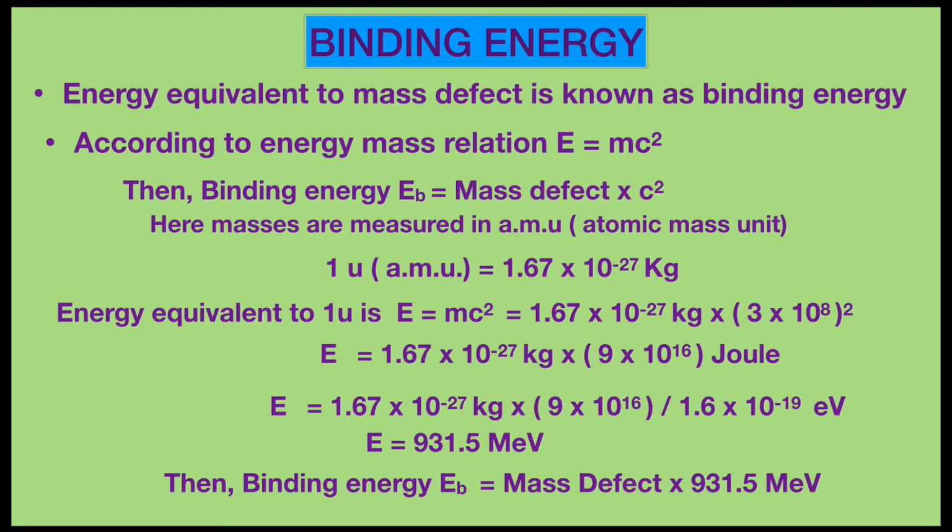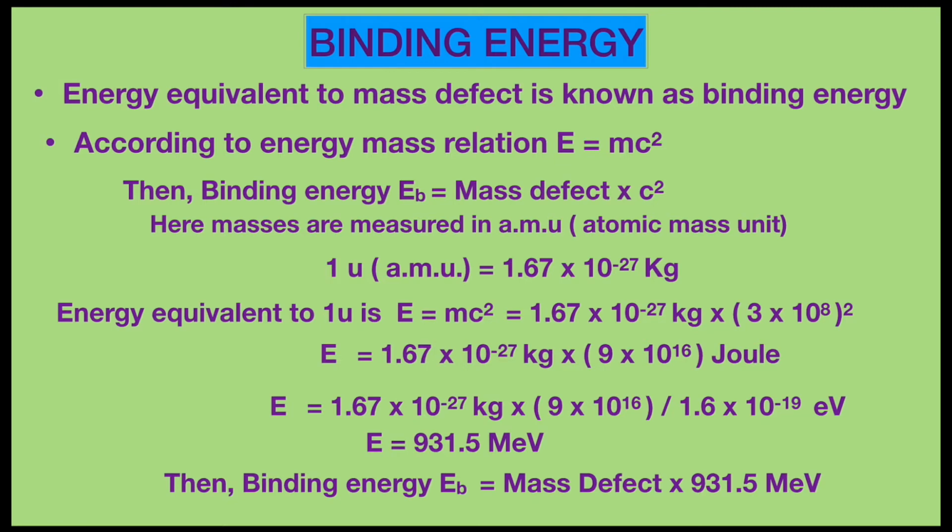And since mass defect will also be in terms of atomic mass unit, so easily we can calculate binding energy by using this formula. EB is equal to mass defect into 931.5 mega electron volt. So far we discussed the mass defect and binding energy. Mass defect is the difference of total mass of nucleons and actual mass of nucleus.